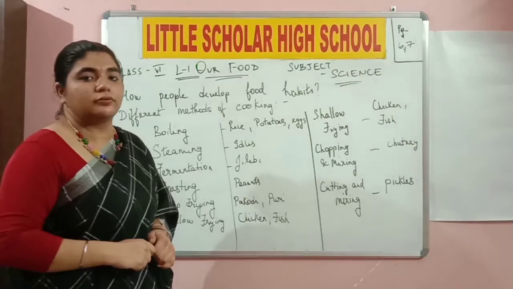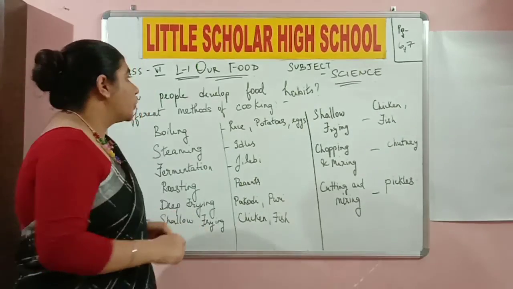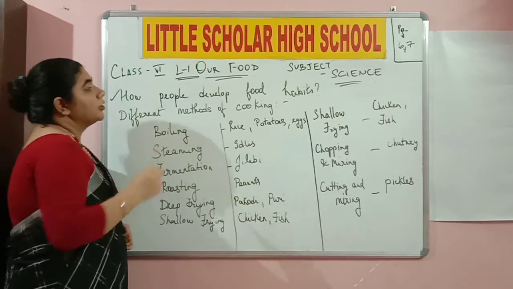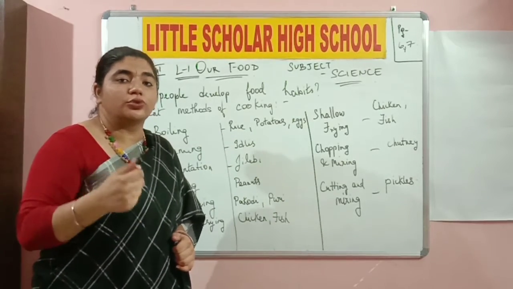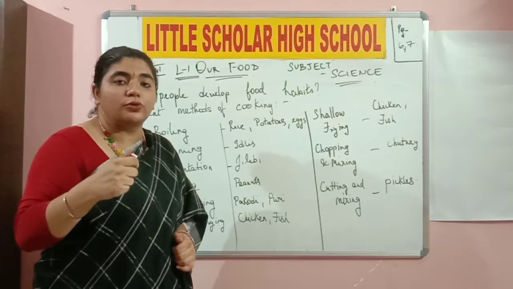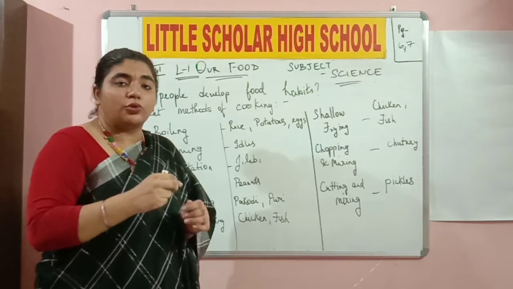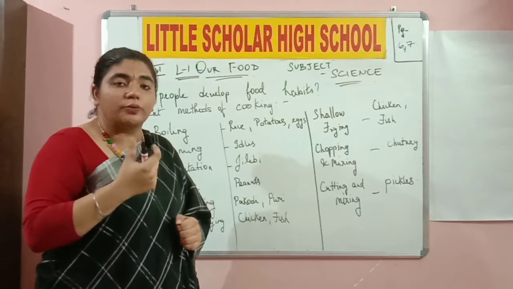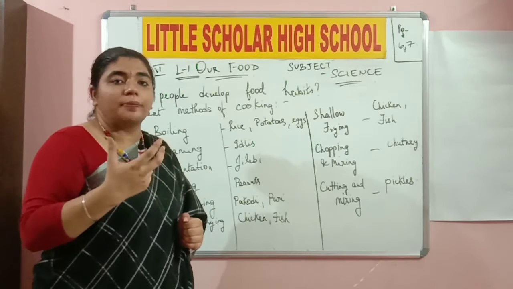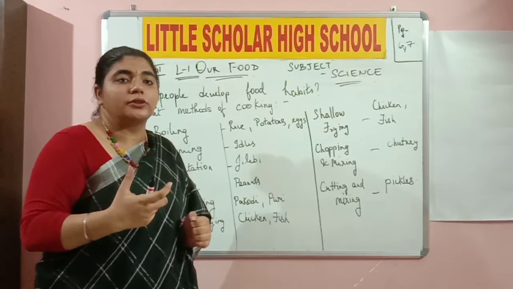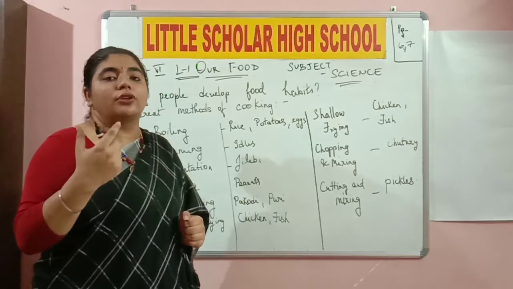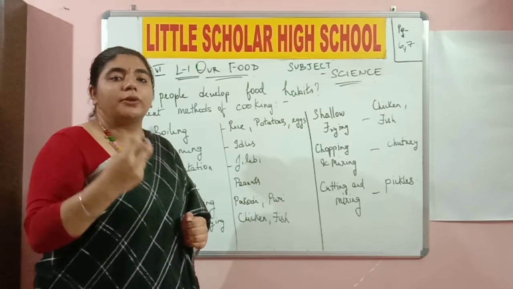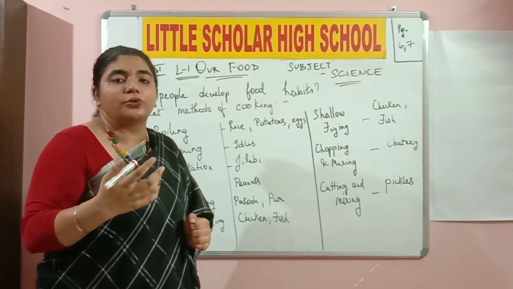So now we need to answer a question together: how do people develop food habits? When you're a young child, your mother teaches you how to hold the spoon and eat your food, or if you're eating a chapati, how to tear it, put it in your mouth and chew it properly. This is how parents usually teach you food habits. But there are different cuisines all over the country, and that is why people have different food habits.